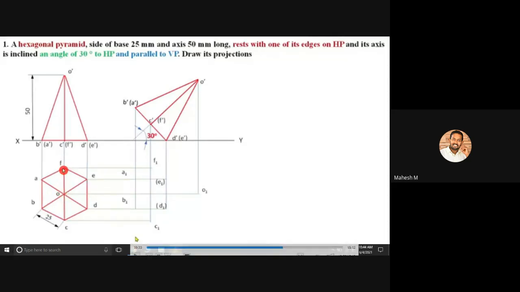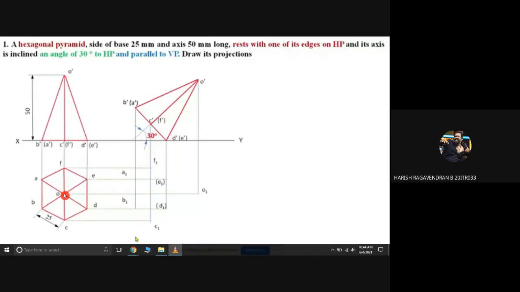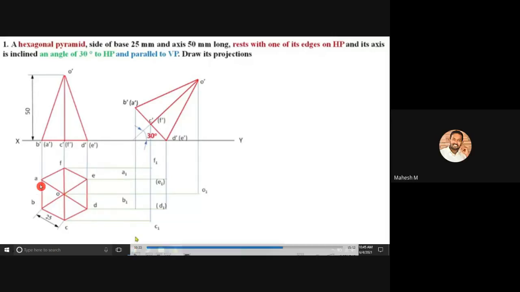So is FO visible? Actually it is not 0, it is O. Okay, so is AO visible? Yes, sir. BO, CO. No, sir. CO is visible. Okay, regarding CO, C is an extreme corner and F is an extreme corner. So CO is visible, FO is visible.